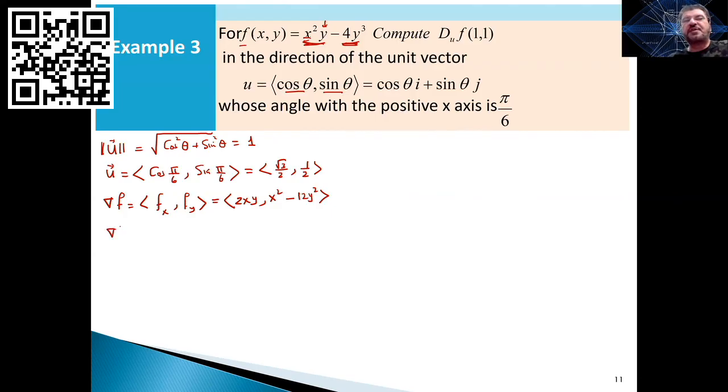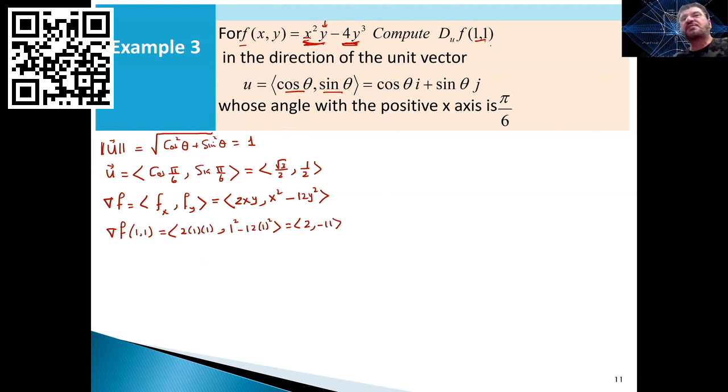Now we need to find the gradient of f at what point? At the point 1 and 1. Because he wants the directional derivative at this point, so we're going to plug in 1 and 1. So this is 2 times 1 times 1, comma, 1 squared minus 12 times 1 squared, which is equal to 2, and 1 minus 12 is negative 11. This is the gradient, guys.